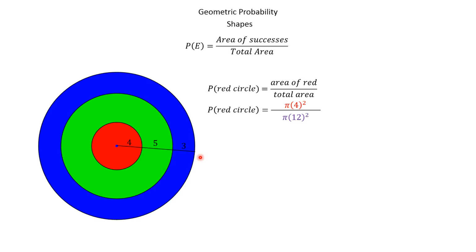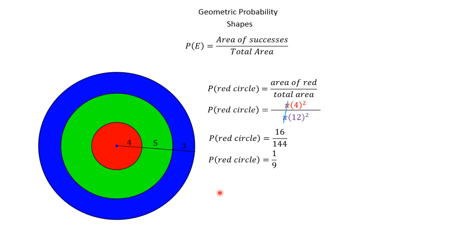Now, one of the cool things about these problems, notice we have pi times something over pi times something. The pi's cancel. So really, we just have 4 squared, which is 16, over 12 squared, which is 144. And then we can reduce to get the probability of hitting the red circle is 1 over 9. So one way they try to trick you a little bit is by not giving you the actual radii, but just giving you the distance of the rings.